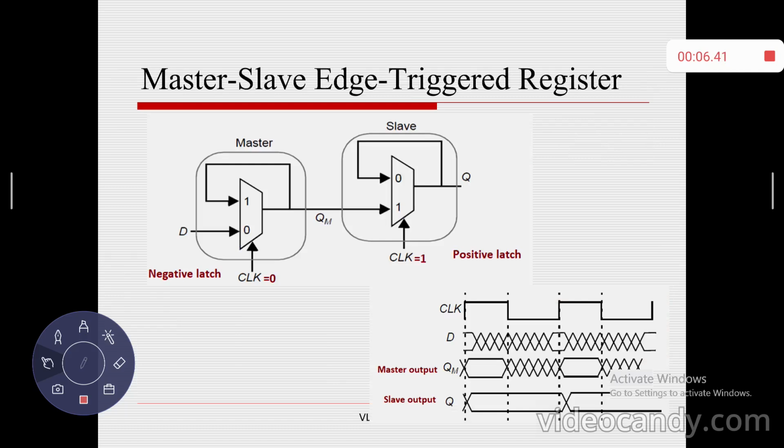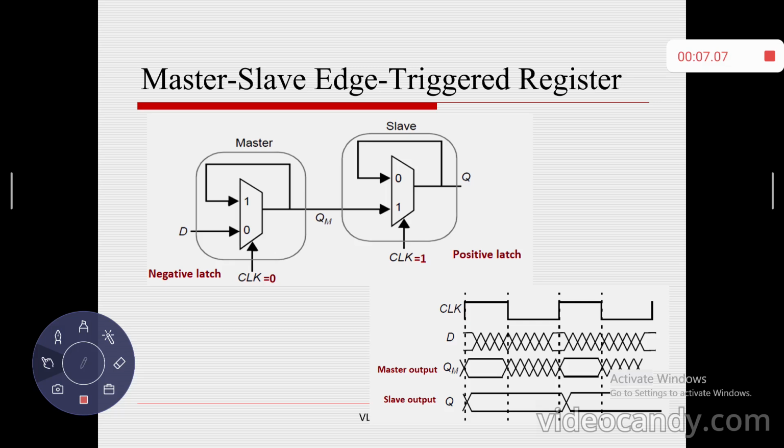Next, the same transmission gate logic applies to the multiplexer-based D latch for designing a master-slave edge-triggered register. Since it consists of both flip-flops, I put two multiplexers, both of 2x1 size. So the master will be followed by a negative latch, and the slave will be followed by a positive latch. So kindly look at the waveform.